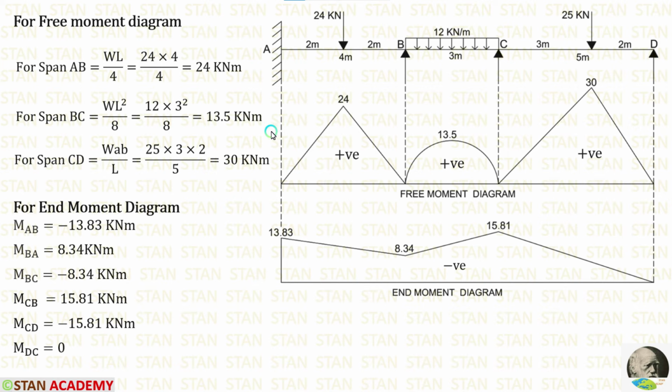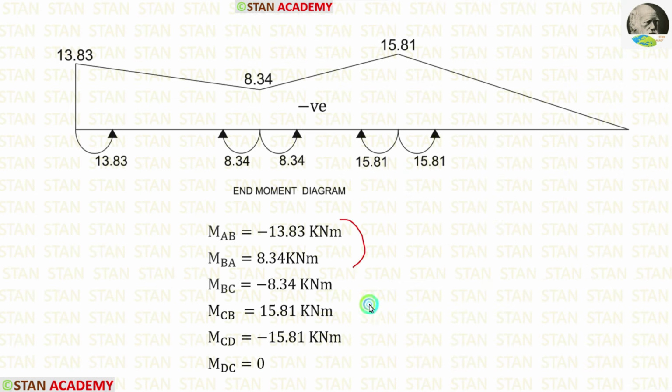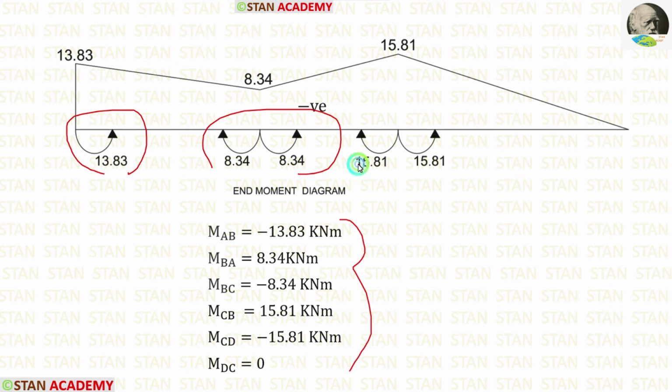For the point loads, the diagram will be in the shape of a triangle. For the UDL, the diagram will be in the shape of a parabola. Now let us make the end moment diagram. Using the end moments, we have to make the end moment diagram. To mark these values above the line or below the line, we have to see the direction of the curves.